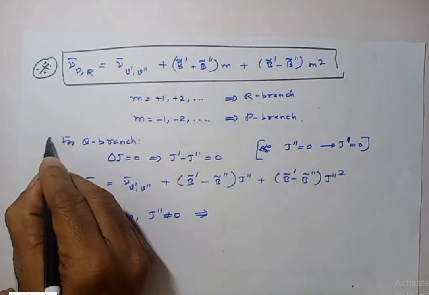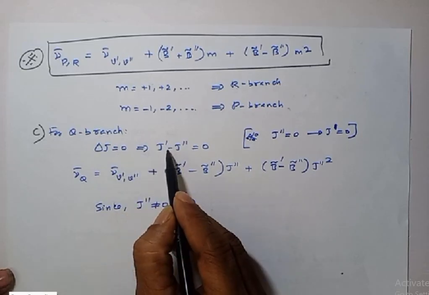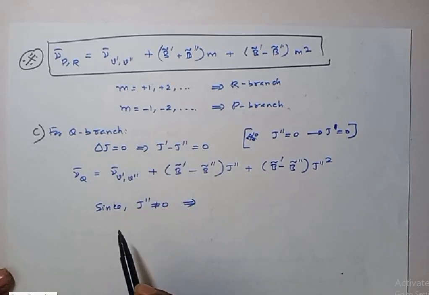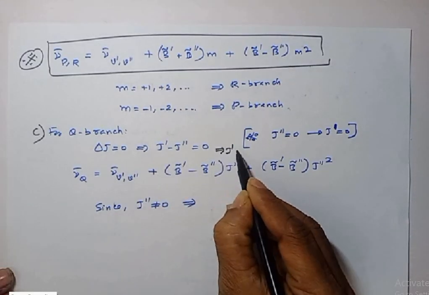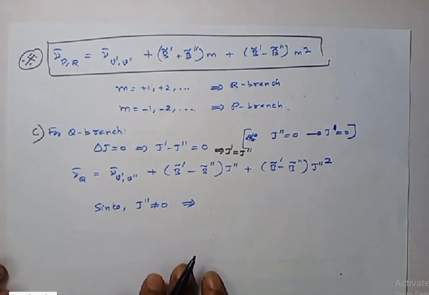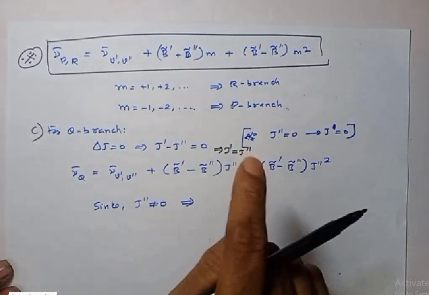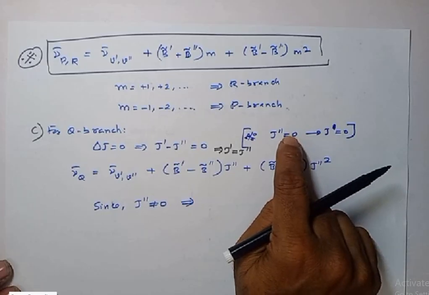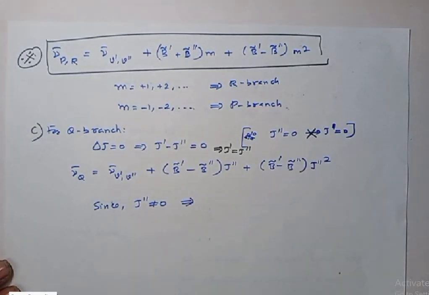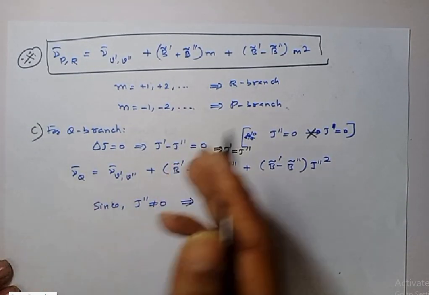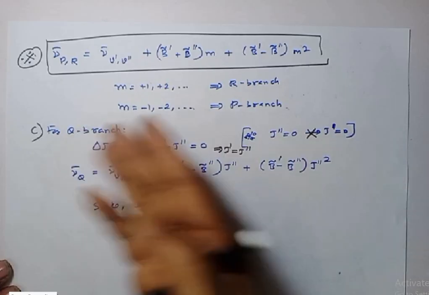What about the Q branch? For the Q branch, delta J should be 0. Delta J 0 means J prime minus J double prime equals 0, or I can say J prime and J double prime are equal. So the lower J value and higher J value are the same, but keep this in mind: as per the selection rule, if lower J is 0 and higher J is 0, this transition is not allowed. There is a restriction in the selection rule. Other transitions, J double prime 1 to 1, 2 to 2, 3 to 3, all other transitions are allowed.